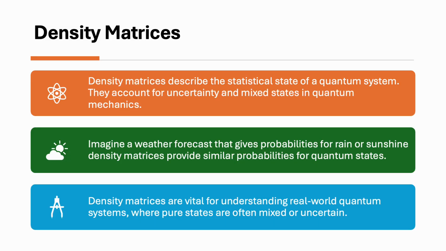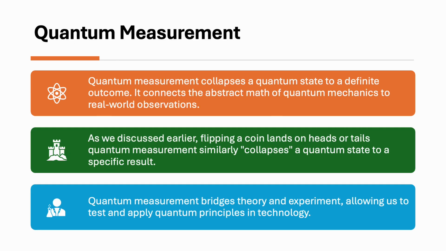Density matrix, it's a continuity of the matrix learning that we have done in the third lecture. Density matrices describe the statistical state of a quantum system. They account for uncertainty and mixed states in quantum systems. Imagine a weather forecast that gives probabilities for rain or sunshine. Density matrices provide similar probabilities for quantum states. Density matrices are vital for understanding real-world quantum systems, where pure states are often mixed or uncertain.